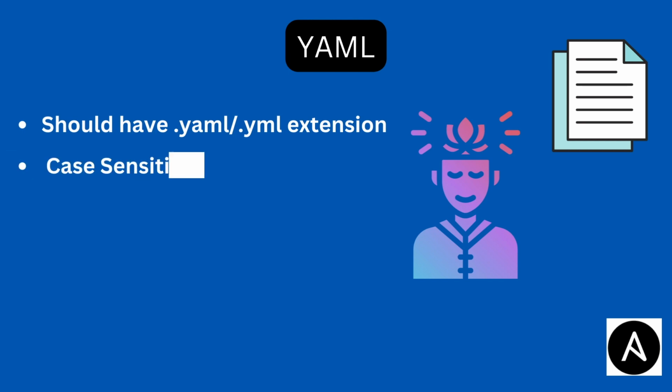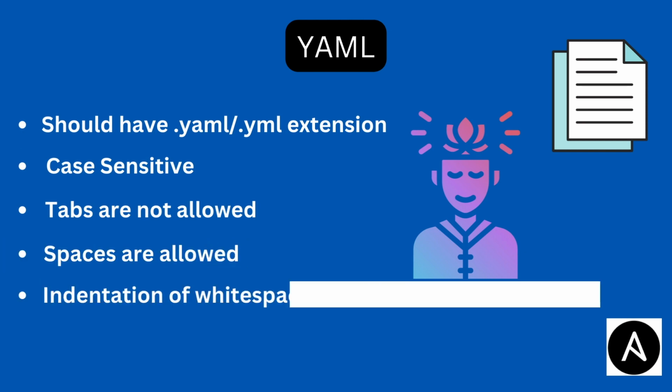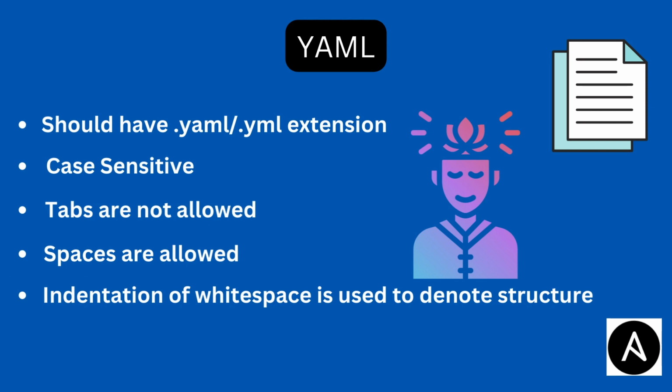It's a case sensitive language and tabs are not allowed, but spaces are allowed. Indentation of white spaces is used to denote structure, and a YAML file should be well indented. Also, optionally YAML file begins with 3 dashes and ends with 3 dots.